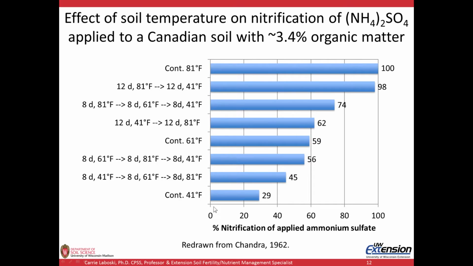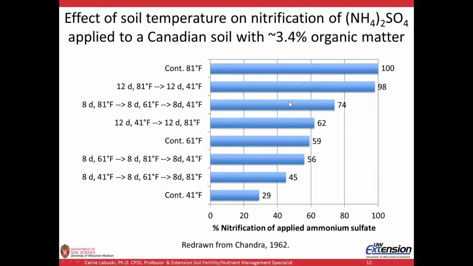Now, if we look at the opposite end of the temperature regimes, here we had a constant temperature of 41 Fahrenheit. And with that, over 24 days, only 29% was nitrified. So some real big differences between 41 and 81 degrees Fahrenheit. Now, typically with nitrogen management, 50 degrees is suggested as the temperature below which we have very little mineralization and also nitrification occurring. But I just want to point out that even at temperatures less than 50 degrees, you can still get nitrification occurring.